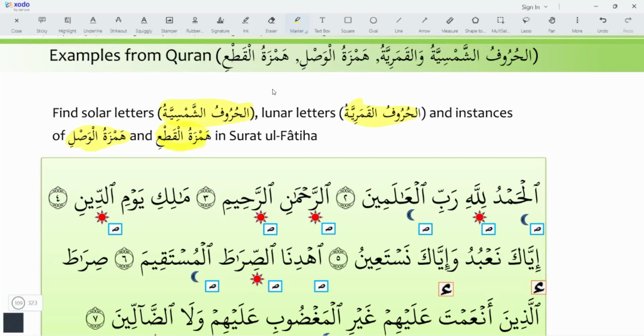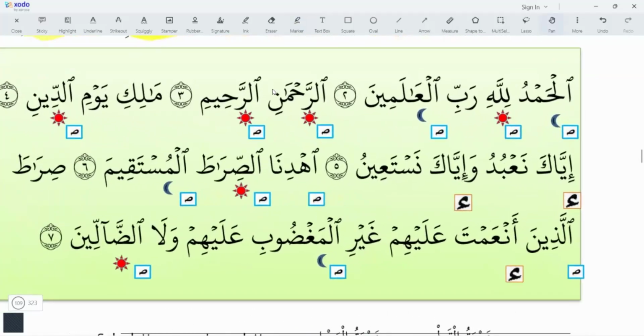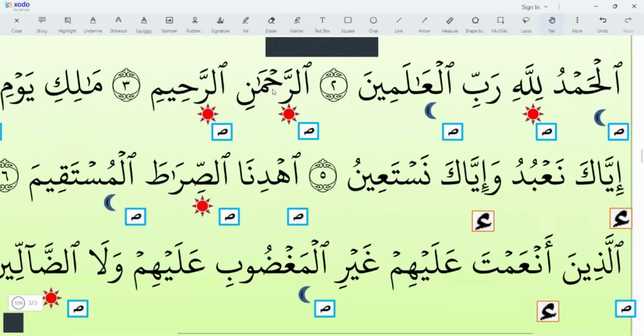Okay, in the first ayah, who will read and who will find the Hamzatul Wasal, Hamzatul Qat'i, Huruf Shamsiya, Huruf Qamariya? Yes, Riya. Read the first ayah.